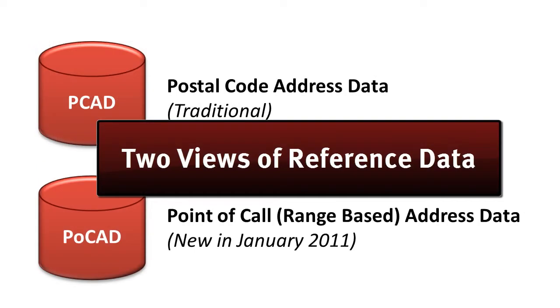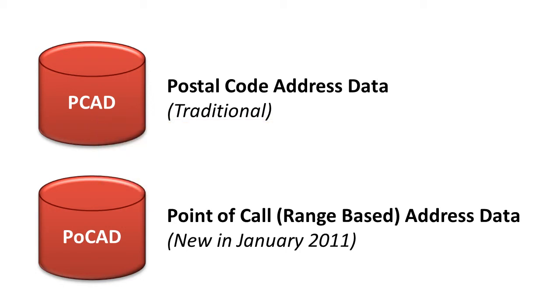So what is address reference data, and how does it work? Address reference data is published by Canada Post, and ENCODE uses it to recognize valid mailing addresses. There are two different types of address reference data: postal code address data, or PCAD, which has been published for many years, and point-of-call range-based address data, or POCAD, which was first released in January 2011.